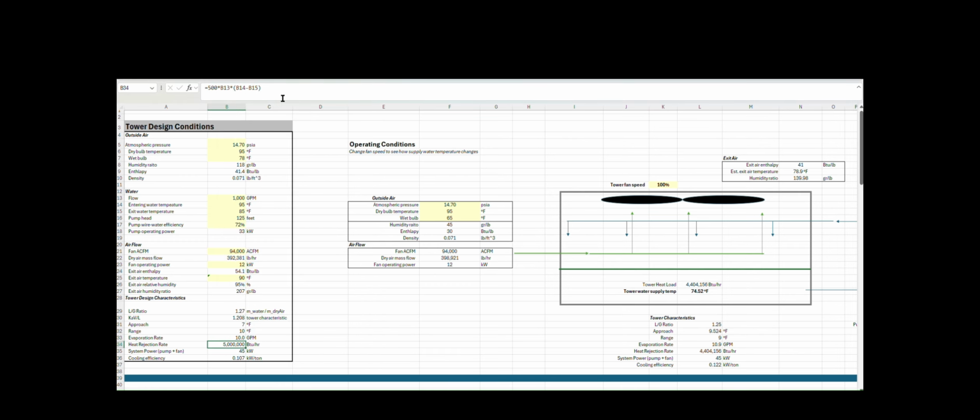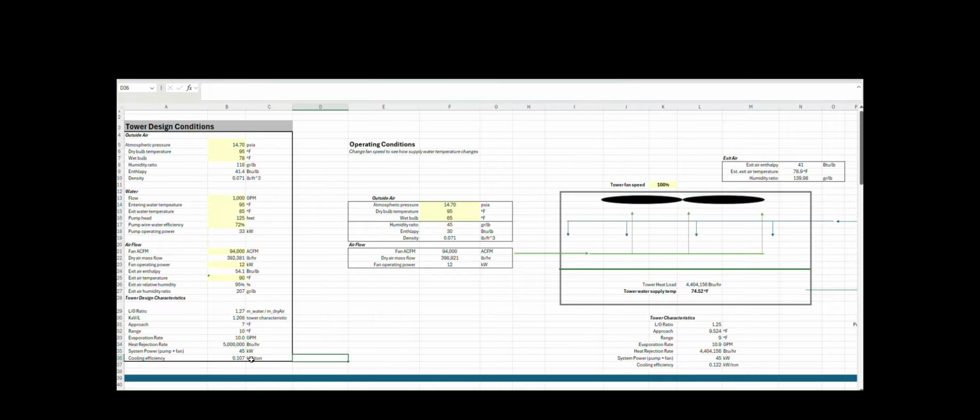Getting our heat rejection rate, simply water mass flow. Mass flow of water is GPM times 500, if you want it in pounds per hour, times delta T. There's also an implied times 1 in there for the specific heat.